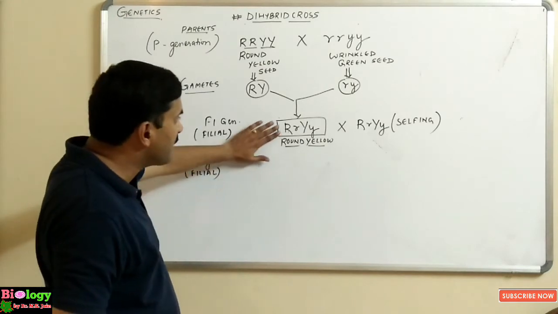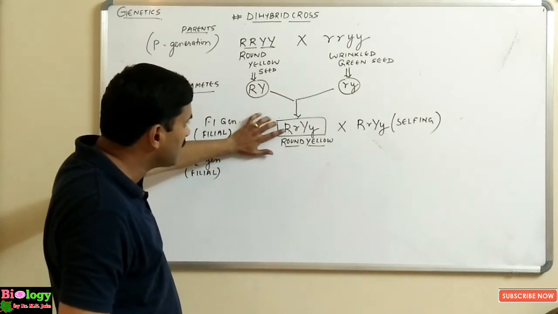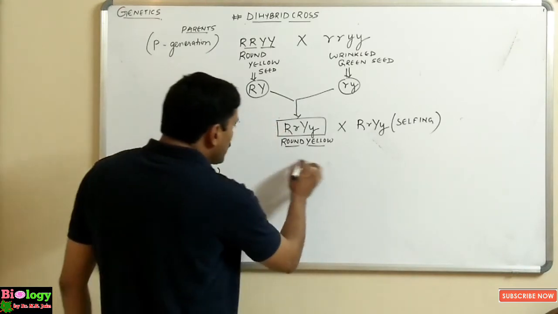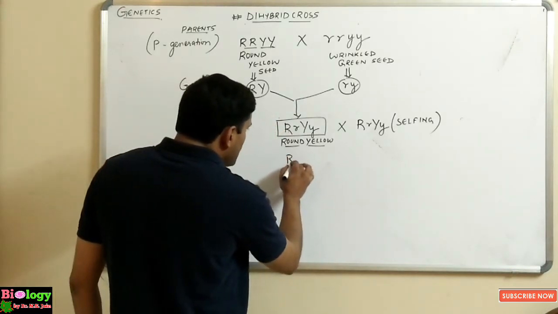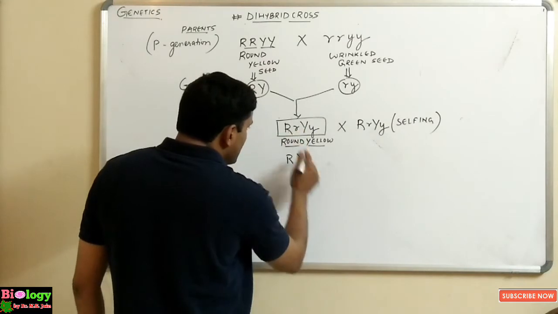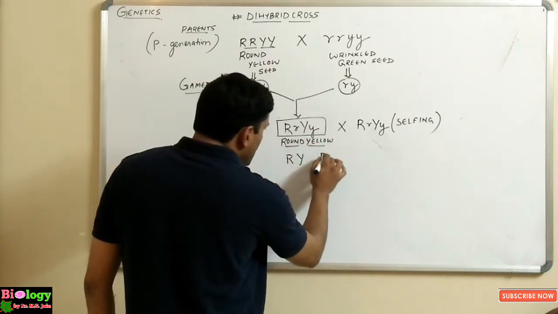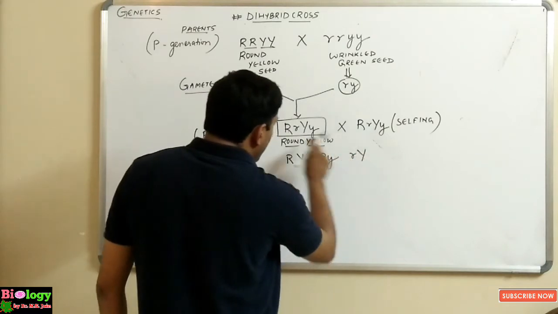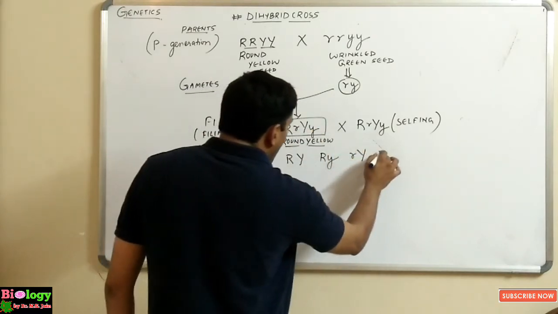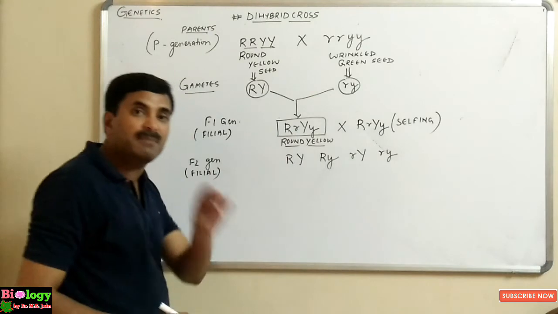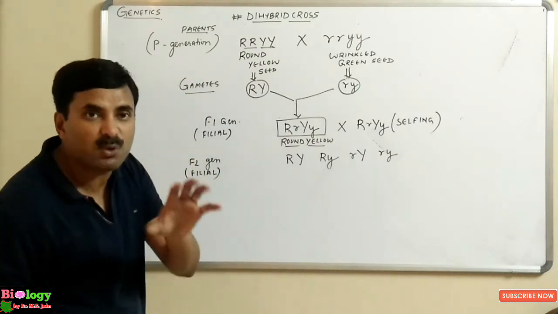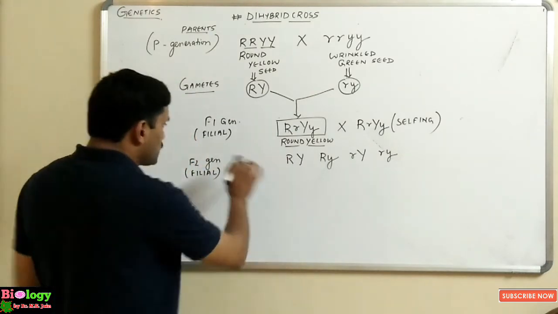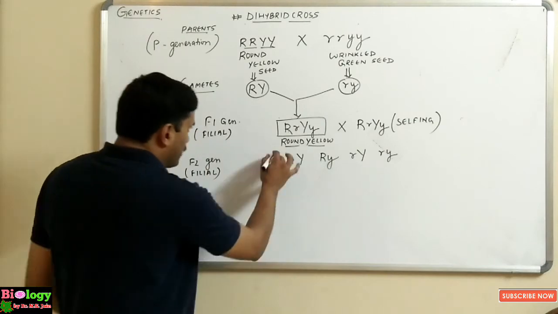And how many gametes will be formed here? By the capital R, small r, capital Y, small y genotype, 4 gametes will be formed like this: capital R, capital Y, then capital R, small y, then small r, capital Y, and then small r, small y. We'll be making a checkerboard, which is also called a Punnett square.